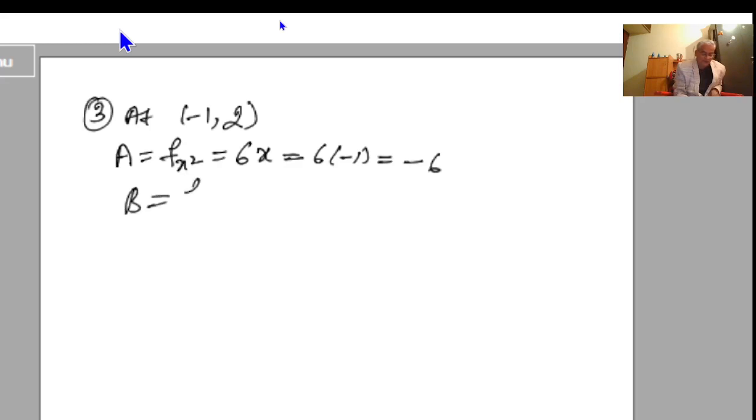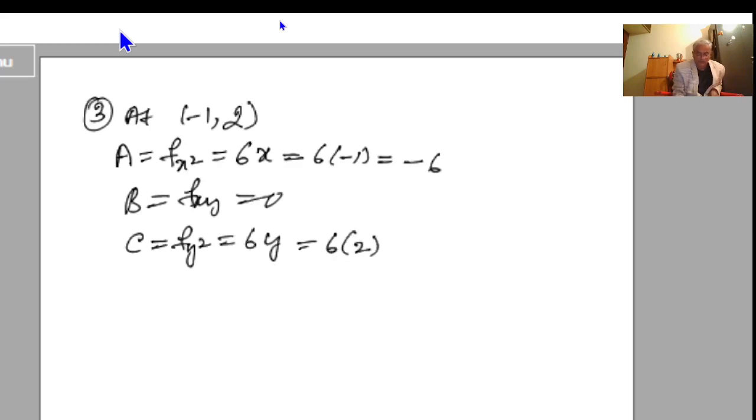And B, we have fxy, this is equal to 0. And C is equal to fyy, this is our 6y. This is equal to 6 into, what is y here? y is equal to 2. Okay, y equal to 2 here. This is equal to 12.